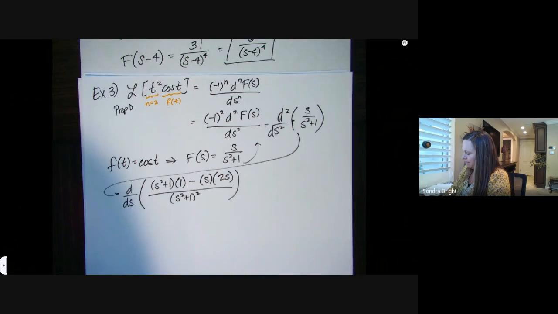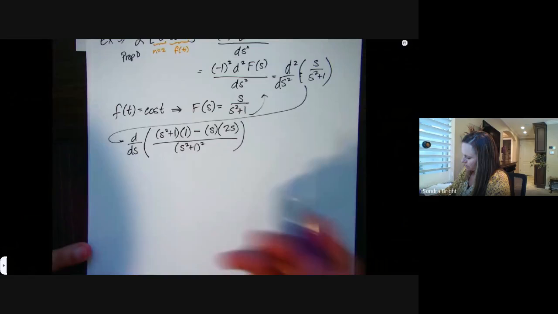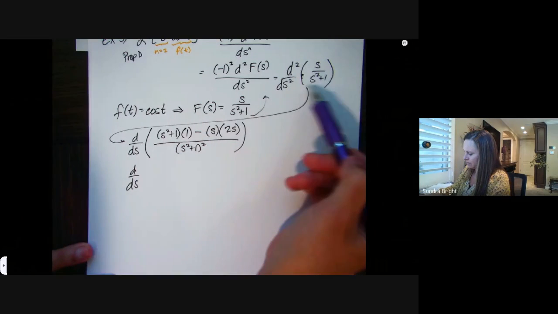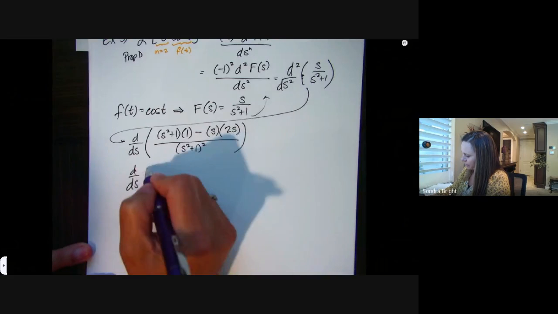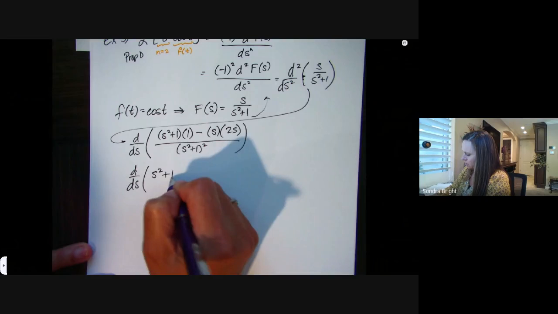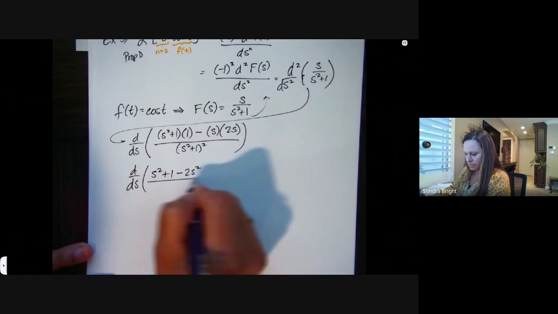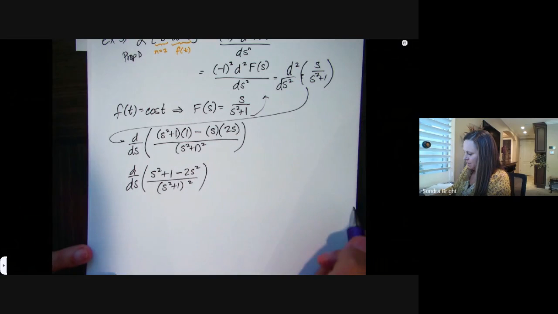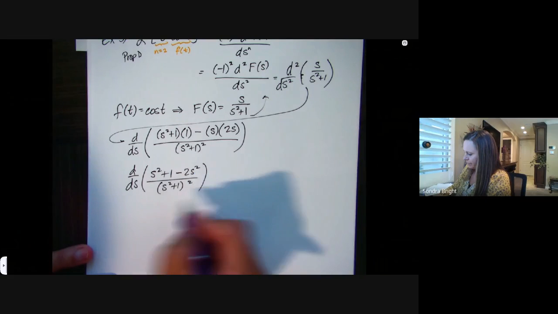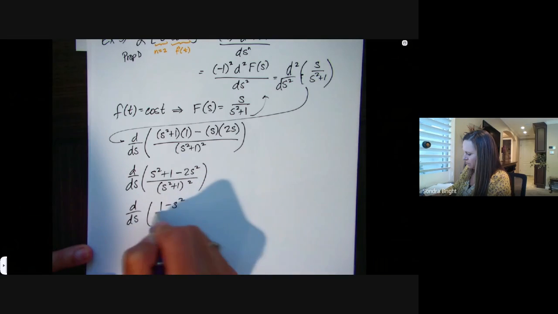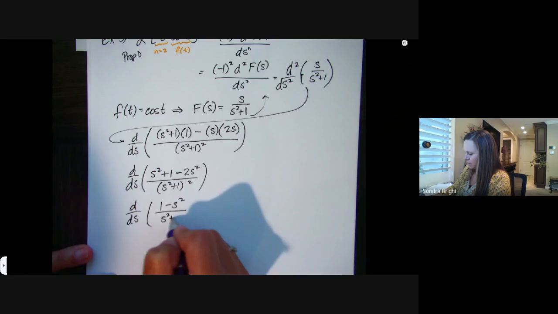Let's clean this up before we take the derivative of this guy again. Remember, we're taking the second derivative, so I did the first derivative first, so I still have this out here. So that's s squared plus 1 minus 2s squared all over s squared plus 1 quantity squared. Well, that means that up top here is just 1 minus s squared over s squared plus 1 quantity squared.